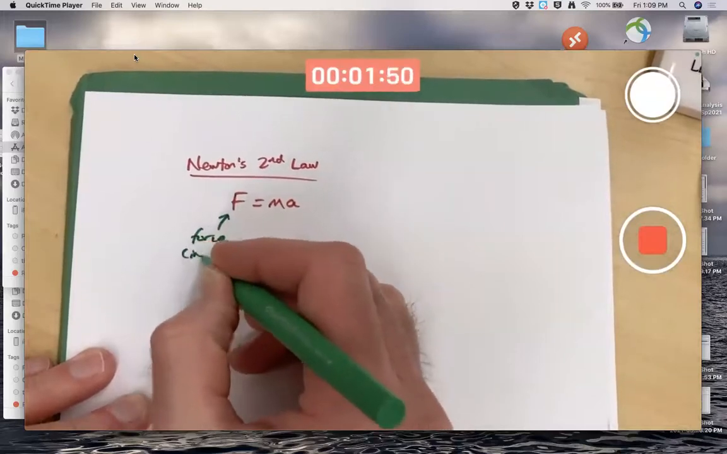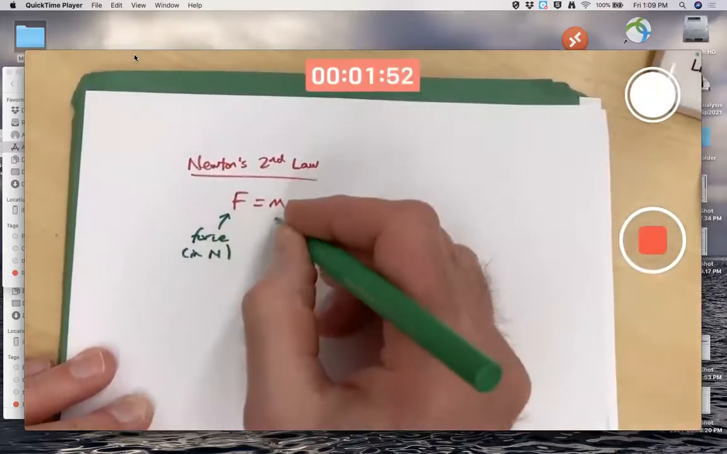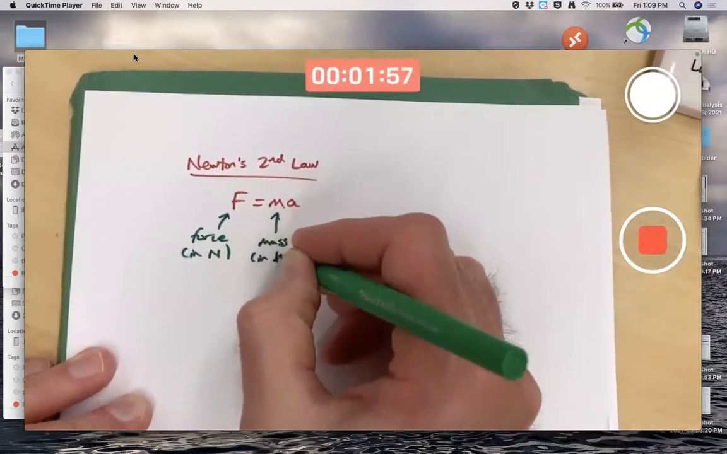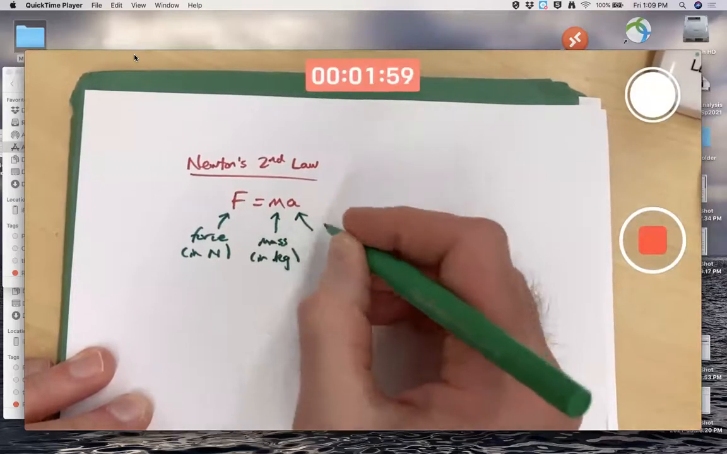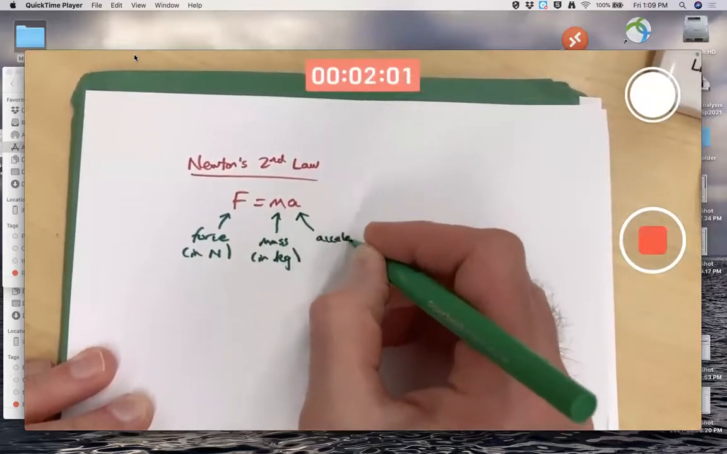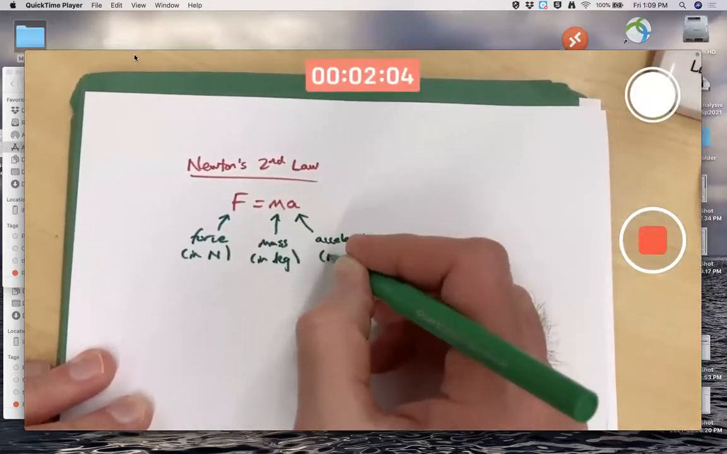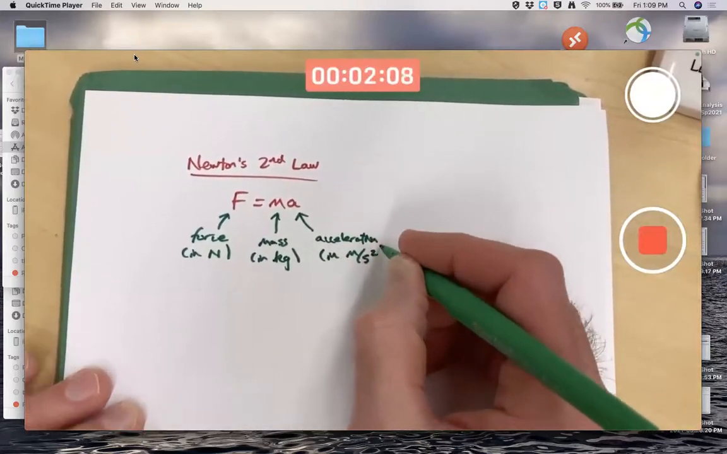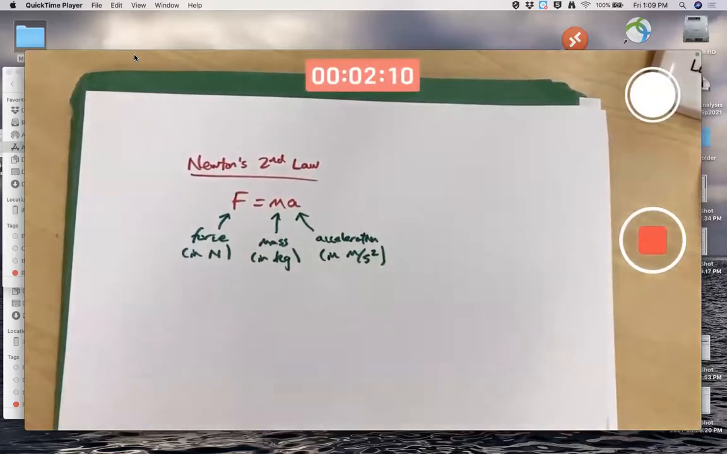Force in newtons equals mass in kilograms times acceleration in meters per second squared. That's a law that applies very generally to pretty much everything in the universe that has mass, and some kind of force is being applied to that mass.